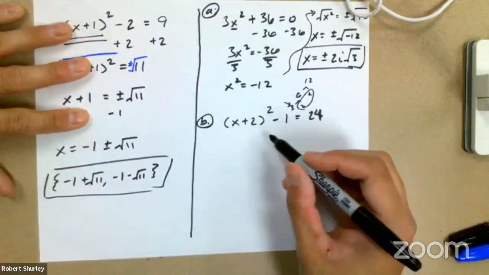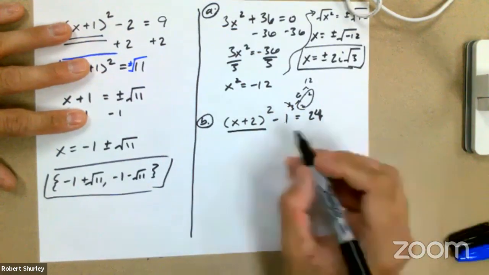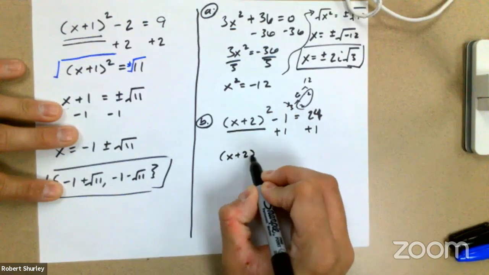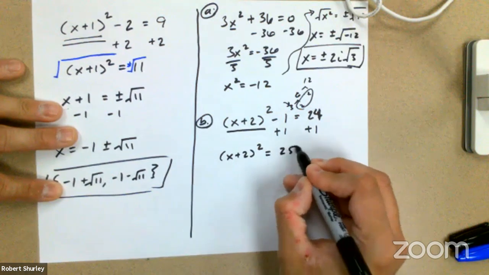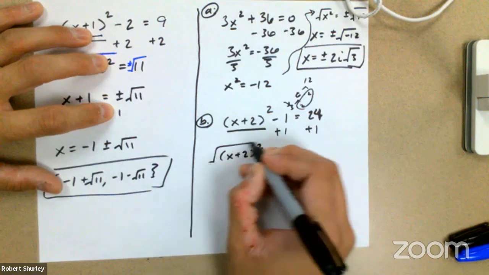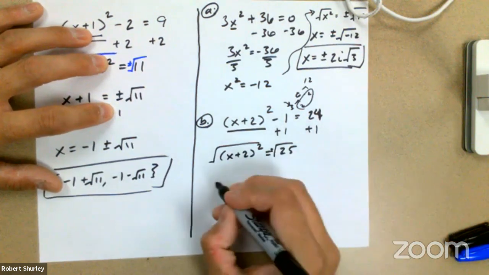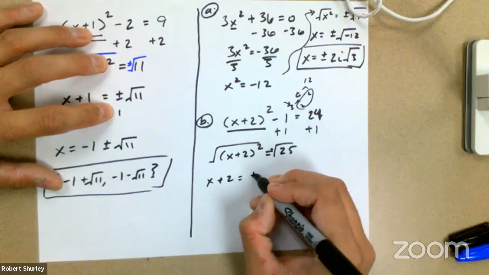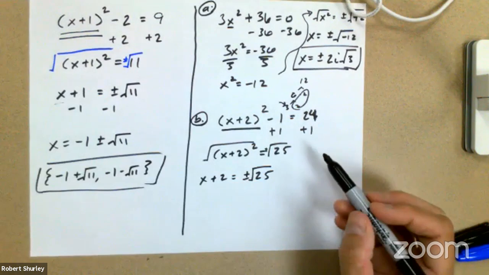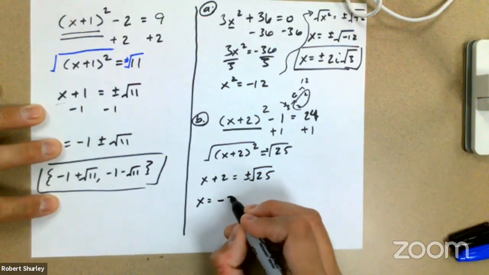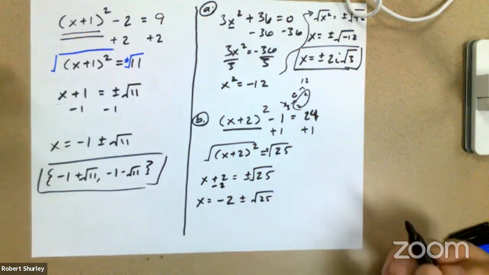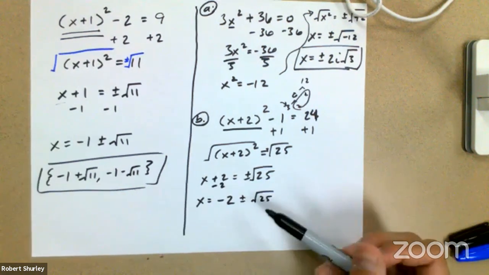Okay, and then the b one. So now I've got to get this by itself. So I'm going to add the 1. So I get x plus 2 squared equals 25, right? Take the square root of both sides. Don't forget the plus or minus. So I get x plus 2 equals plus or minus the square root of 25, right? Now I'm going to move the 2 over. So, subtract the 2. Now, the difference on this one is you could take the square root of 25.